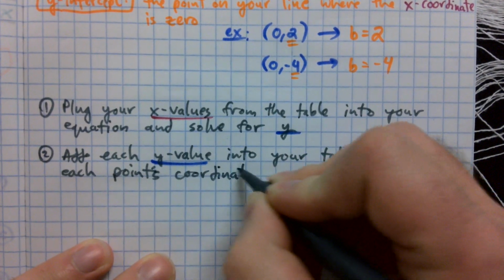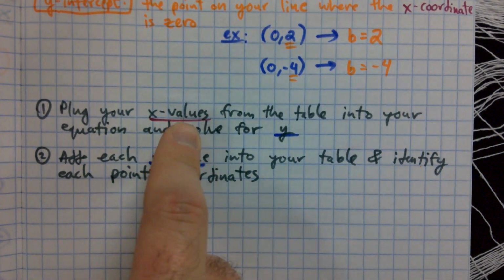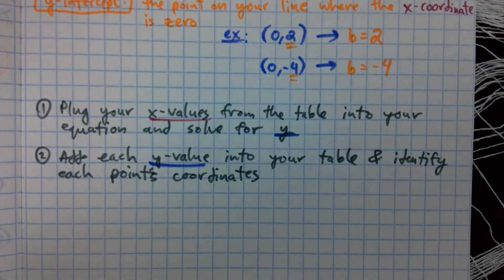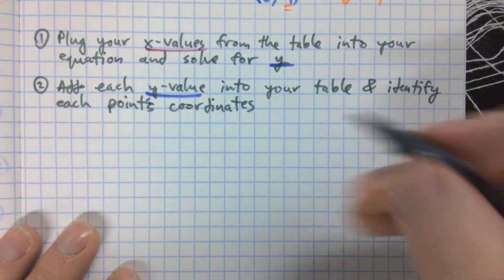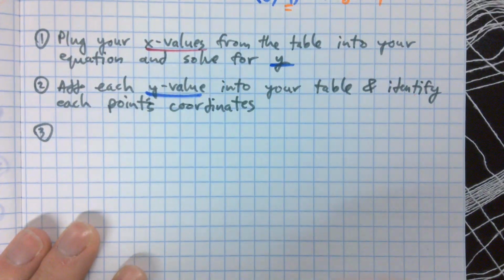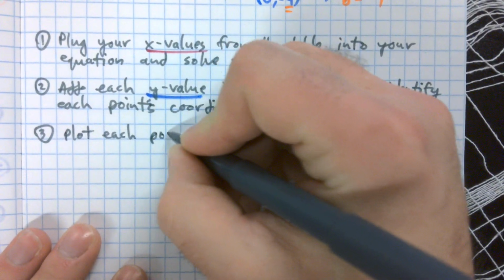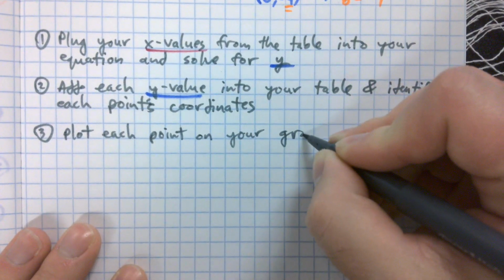Remember, the coordinates of a point are just an x value and a y value. So whatever the given x value you plugged in, and whatever the y value that you solve out of that equation, boom, that's your point. The x, comma, the y. Once you identify the point's coordinates, well, it's going to be nice and easy for us to plot each point on your graph.